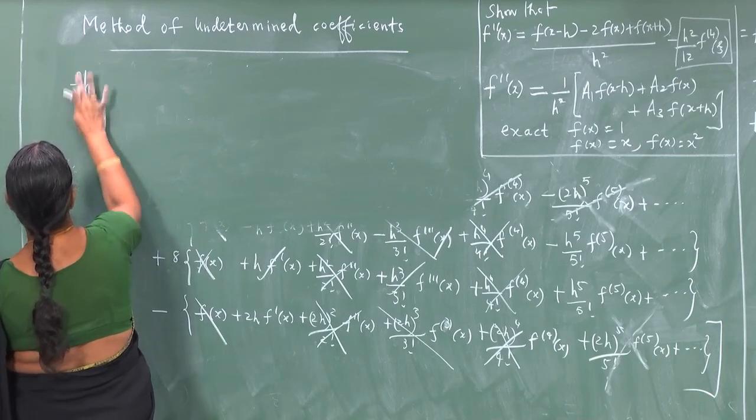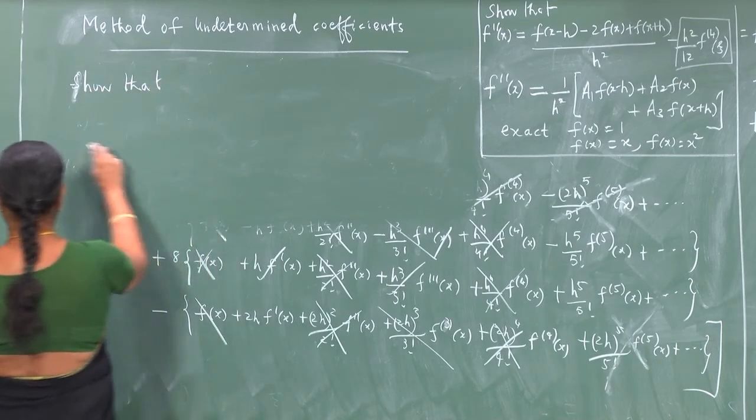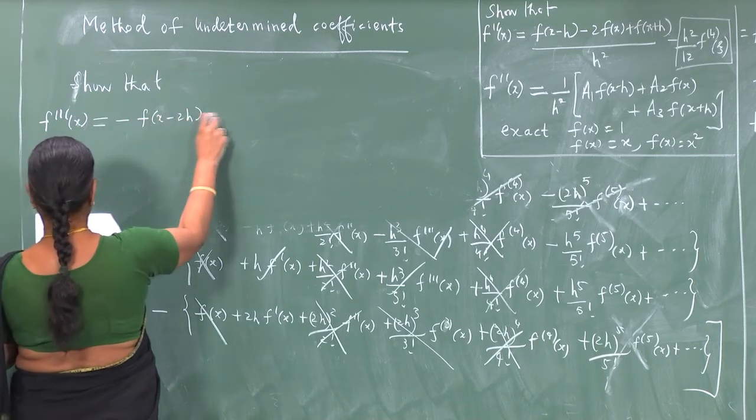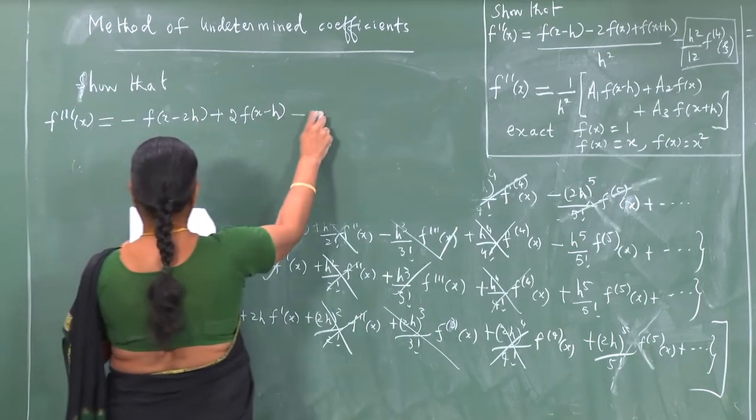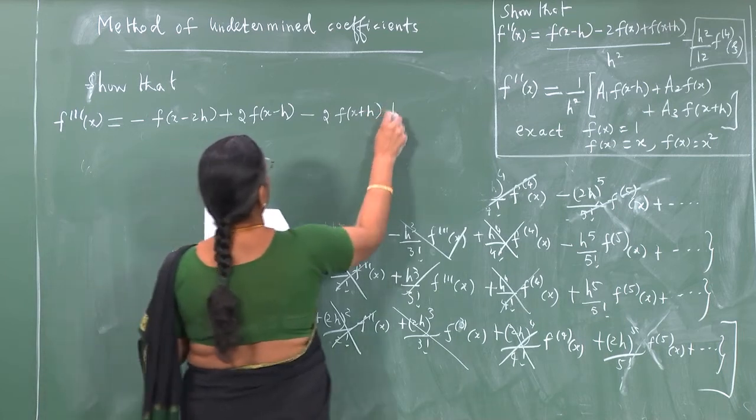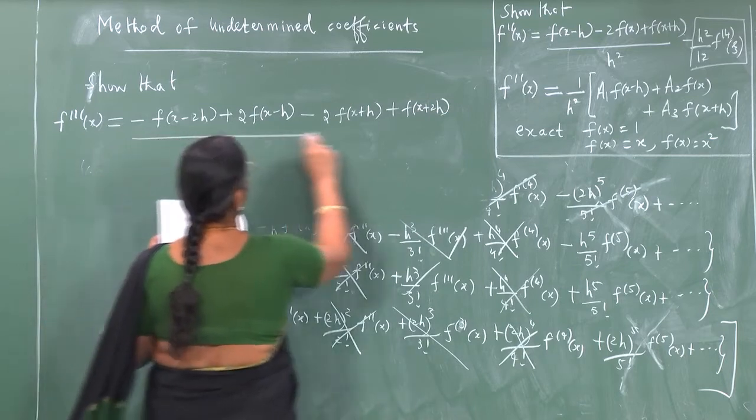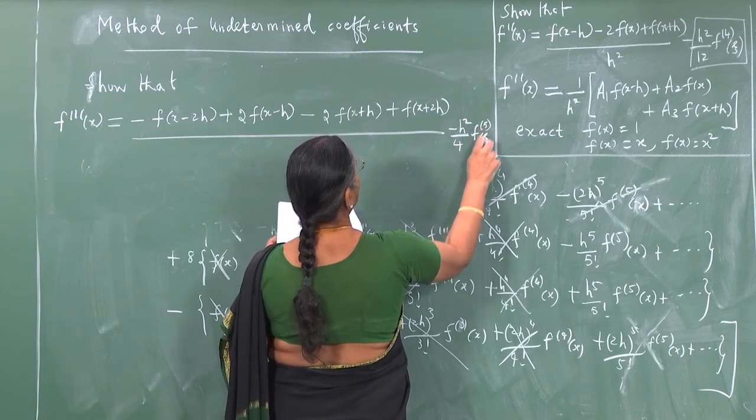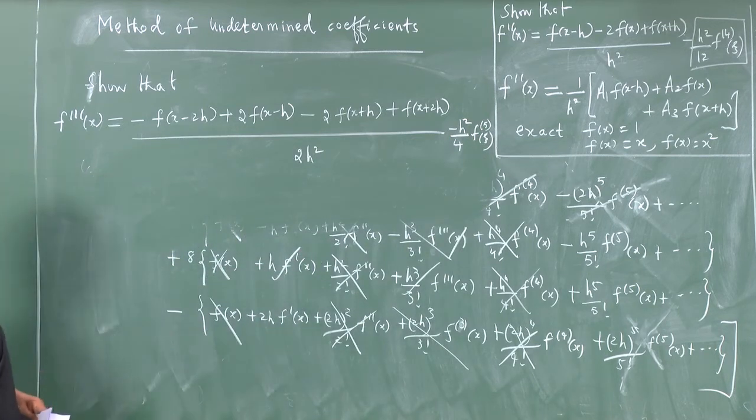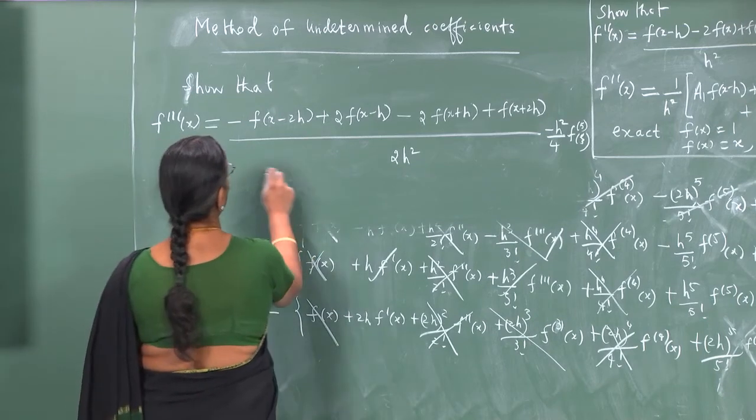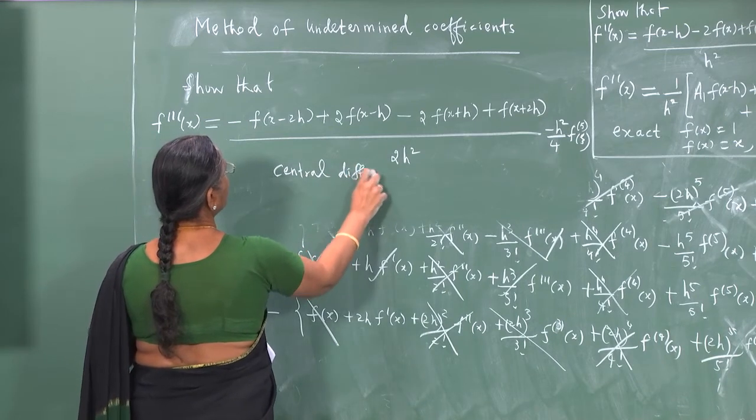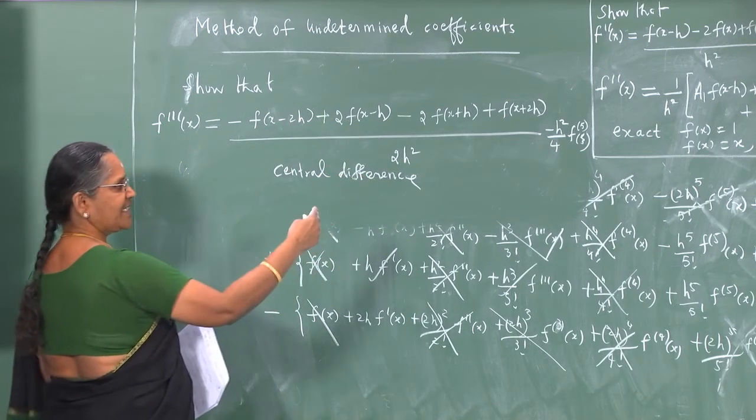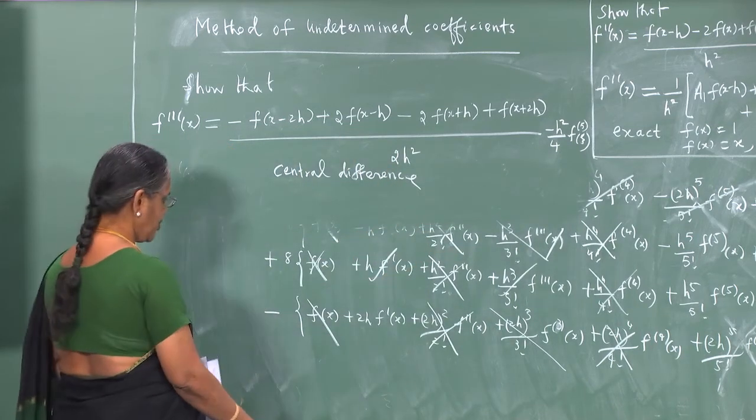So, show that f triple prime x, the third derivative, can be given by f of x minus 2h plus twice f of x minus h minus twice f of x plus h plus f of x plus 2h divided by 2h square, minus h square by 4 times the fifth derivative at psi, which is again a central difference formula for the third derivative at x, which involves information of the function values at x minus h, x minus 2h, x plus h and x plus 2h.